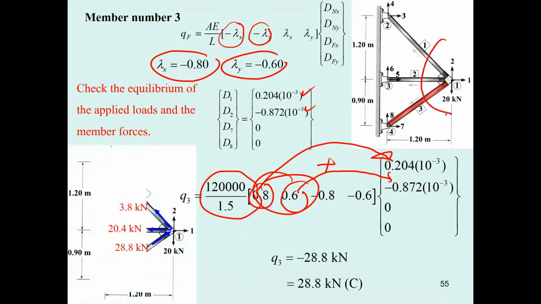Just cut the truss, okay, and then check the summation of forces in x must be approximately 0, and summation of forces in y also approximately equal to 0. Okay, you guys must be very careful on this.